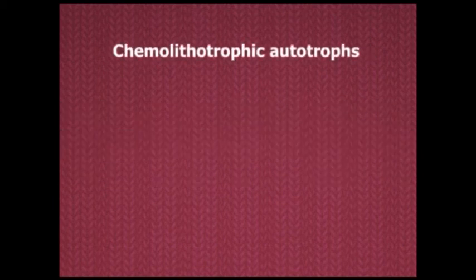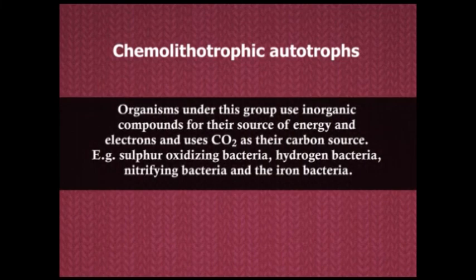The third one is chemolithotrophic autotrophs. So organisms under this group use inorganic compounds for their source of energy and electrons and use carbon dioxide as their carbon source. Organisms that come under this include the sulfur oxidizing bacteria, hydrogen bacteria, nitrifying bacteria and the iron bacteria.